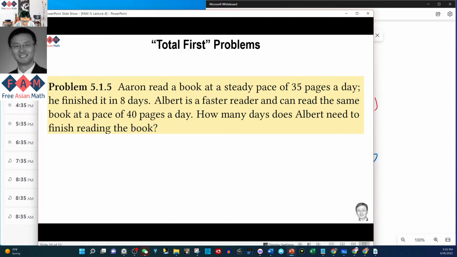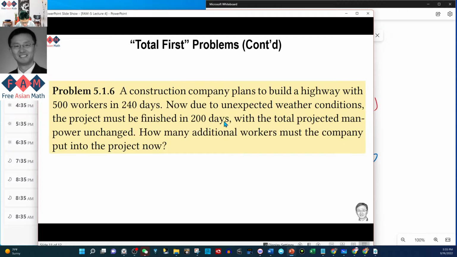So we will just quickly run through one more example, a very similar one, except this one adds a little bit of a twist. So we have a construction company. Let's just say this company won a government contract to build a highway. The company plans to build this highway with 500 workers in 240 days.